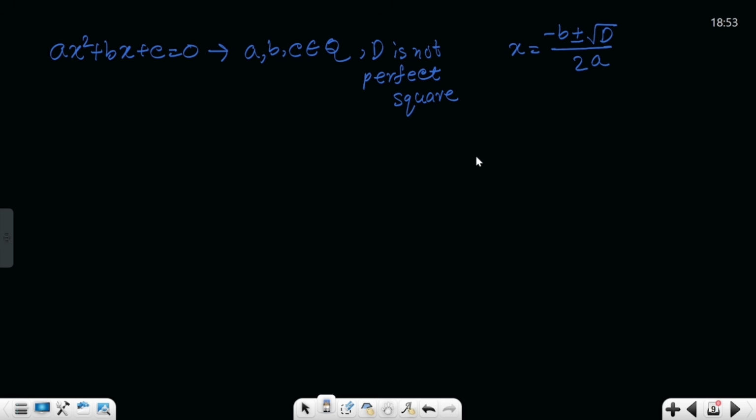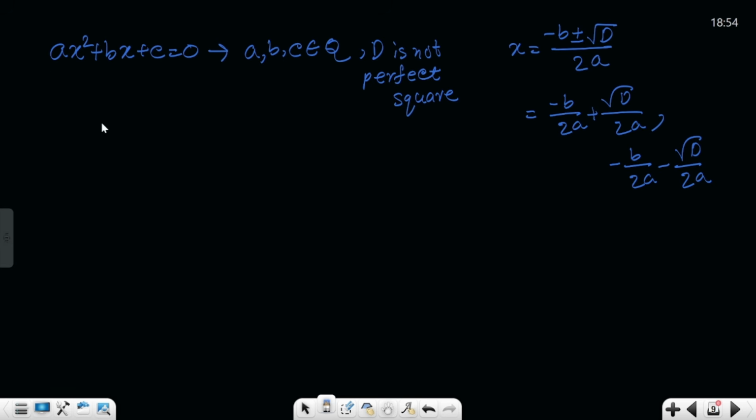Then, if this is the condition, what can we say? We can say that the roots will be irrational firstly. And if the roots are irrational, those roots will be conjugate of each other. You can see here, the first root will be minus b by 2a plus root d by 2a, and the second root will be minus b by 2a minus root d by 2a. You can easily see that these two roots are conjugate of each other.